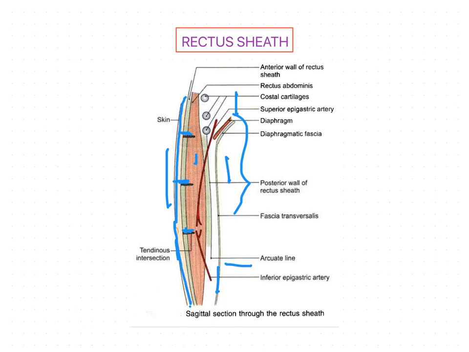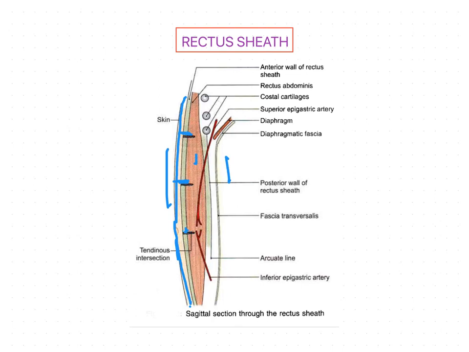This composition is also variable, and it is free from the rectus muscle. So this posterior wall is not attached to the rectus muscle, whereas the anterior wall is firmly adherent to the tendinous intersections of the rectus muscle.